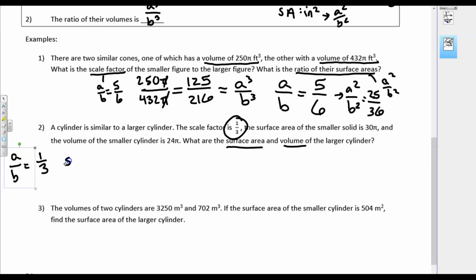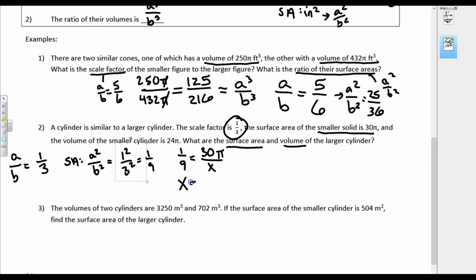Well, surface area is going to require a squared over b squared, which in this case would be 1 squared over 3 squared, or 1/9. So I'm going to set up and say 1/9 equals another ratio. I know that the smaller solid has a surface area of 30 pi. Because it's smaller, it goes on top, and I'm hunting for the larger. Put an x in the bottom because I'm doing small over large. I cross multiply, 9 times 30 gets 270 pi. So my surface area is 270 pi units squared.